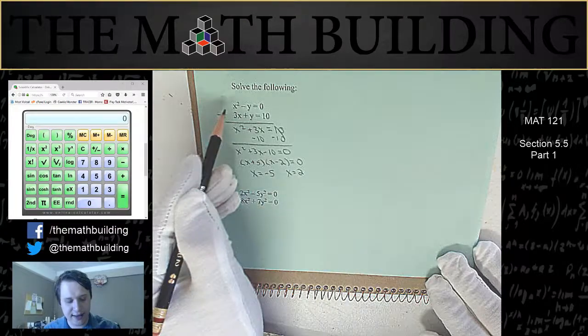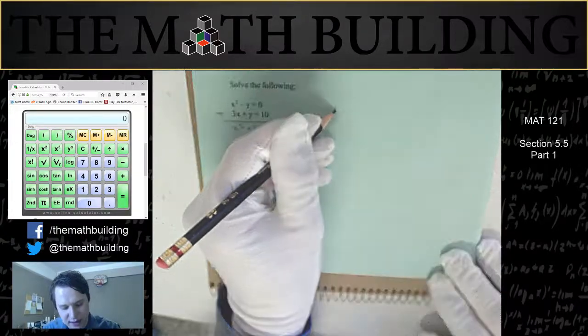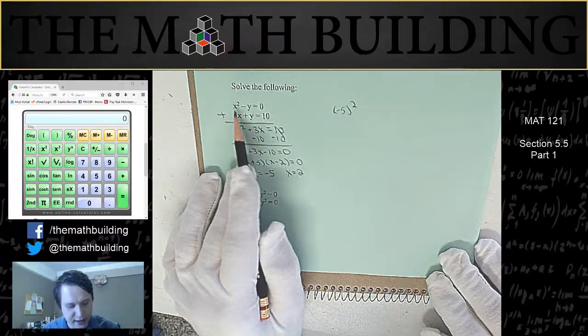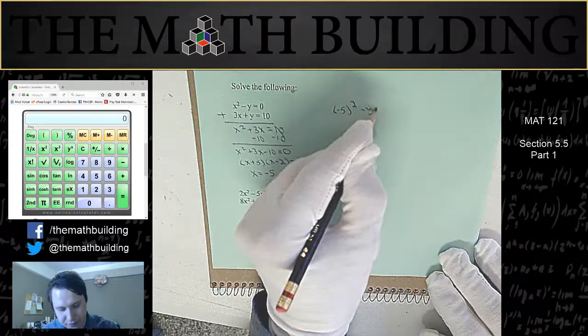Let's solve for y, and let's do that by plugging into the top equation. So if I plug in negative 5 for x into the top equation, I start by getting negative 5 squared minus y equals 0.